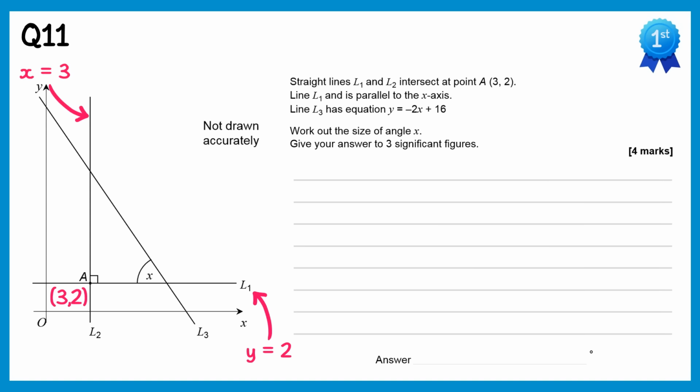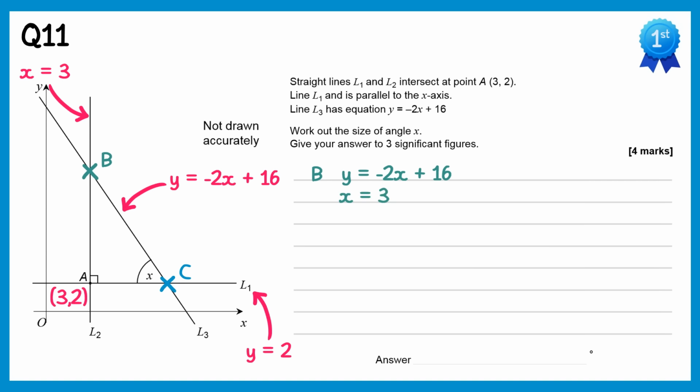We're also told in the question the equation of this diagonal line is y equals negative 2x plus 16. In order to solve this question, you need to find the coordinates here, which I've marked B, and here, which I've marked C.